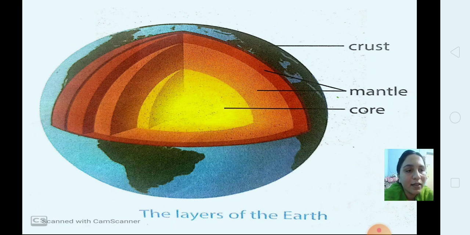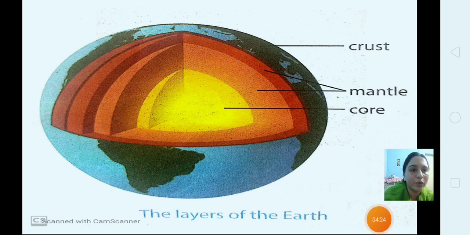Inside the earth it is still very hot. The center of the earth is called the core. It is a ball of hot metals. It is the hottest layer of the earth.